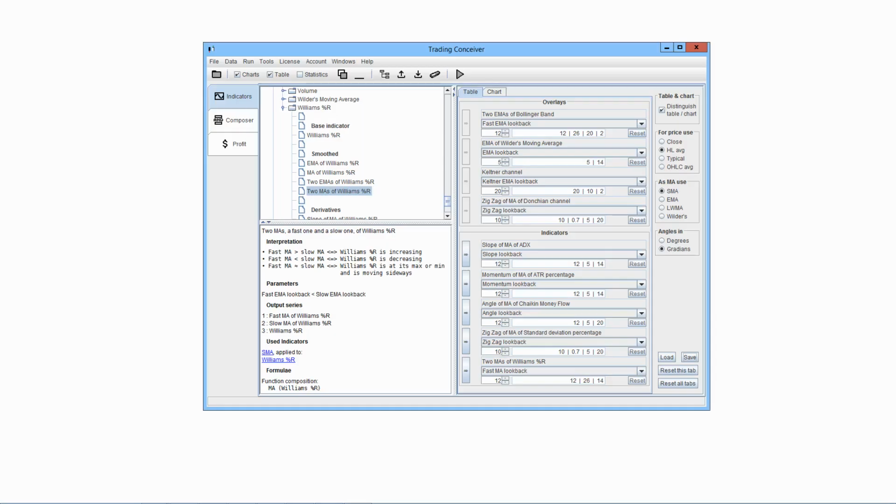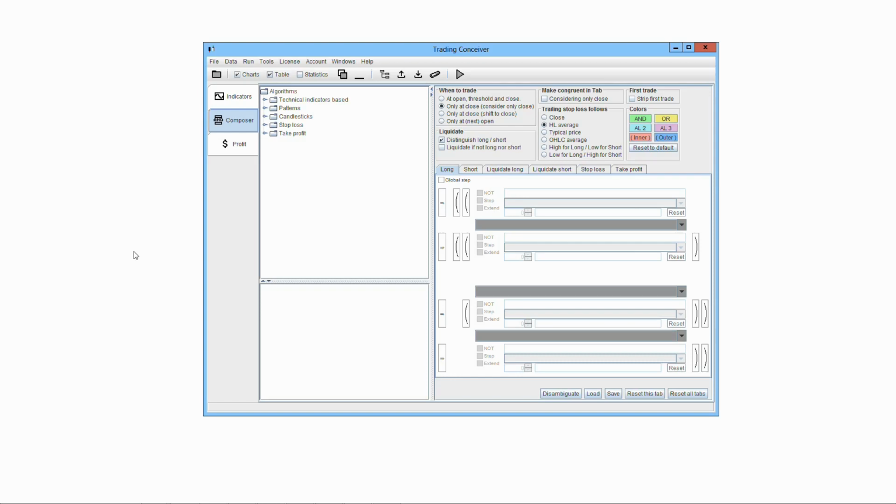In this video you will learn how to use the indicator's graphical user interface in order to show them in charts and watch their values in tabular form. In order to manage the indicators in the main window of 3D Conceiver, select the Indicators tab.